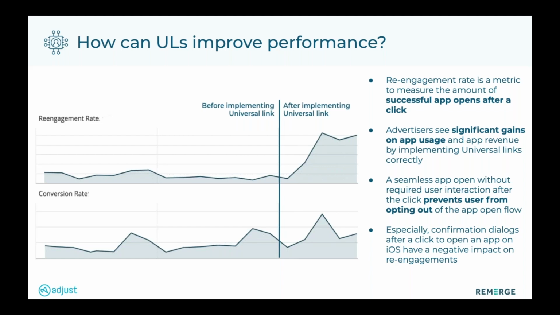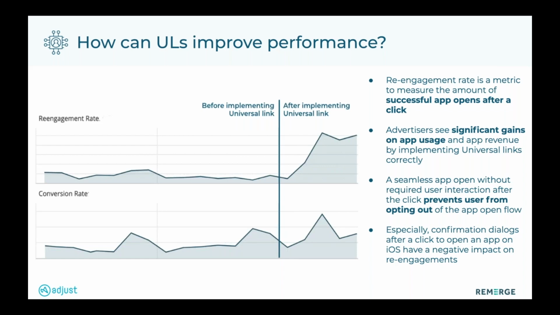And what you can see is that we had a flat curve on the left-hand side of the graph, and after the client implemented the universal link and we set it up on our side, we could see a tremendous increase in the re-engagement rate, which in the end also leads to a higher conversion rate over time.